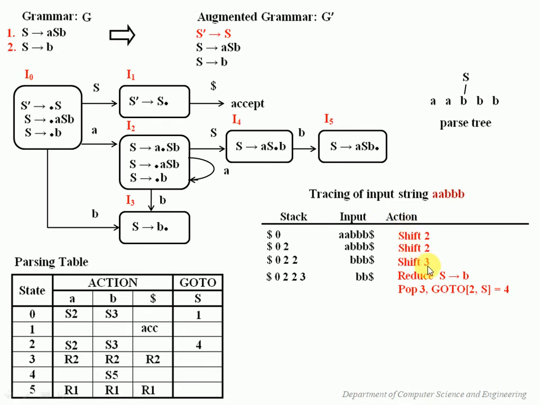So 2 on S, the left hand side. So 2 on S will give you 4. That is, you have to go to the parsing table. 2 on S gives you 4. So that is the new state that has to be pushed. So now 3 is popped off. That means 0, 2, 2, and 2 on S gives you 4. So that 4 has to be pushed onto the stack. So it will be 0, 2, 2, 4.